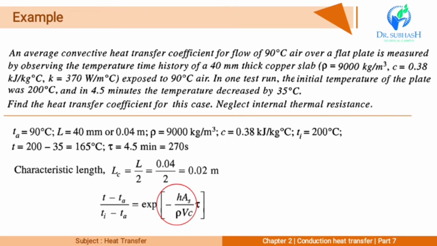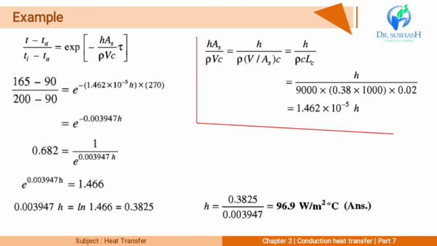We know that the temperature distribution (T minus Ta) divided by (Ti minus Ta) is equal to e raised to minus hA divided by rho V c into tau. First we solve this bracket and then we move forward. So hA divided by rho V c is h divided by rho into V divided by A into C. We know that volume divided by area is the characteristic length, so it is h divided by rho into C into characteristic length. Putting the values of rho, C and L, we get 1.462 into 10 raised to minus 5 into h. Here we want to calculate the convective heat transfer coefficient h.